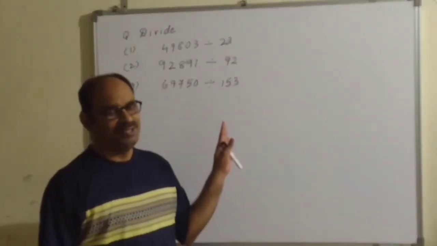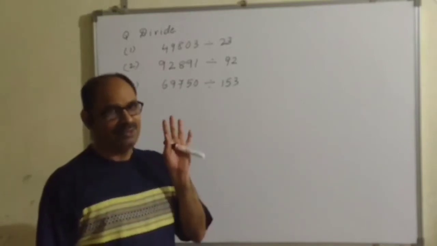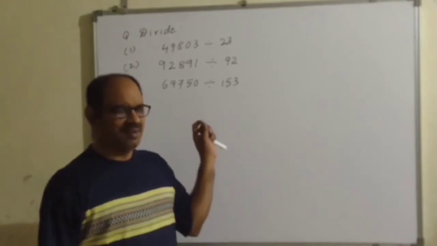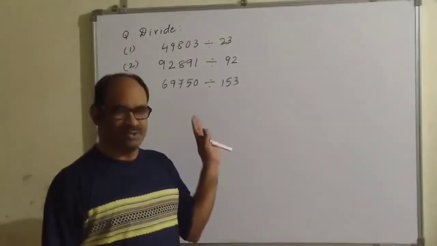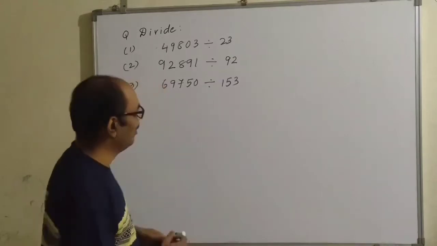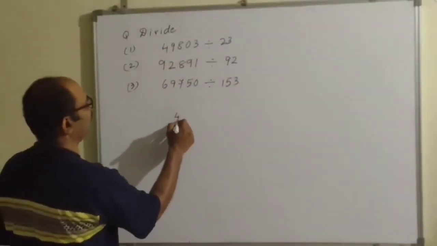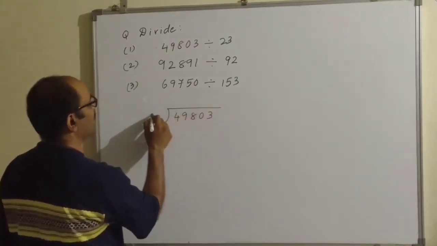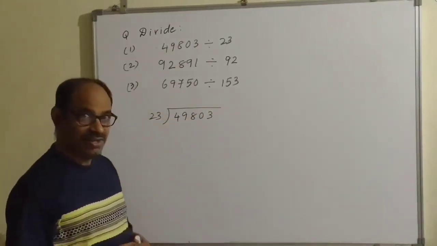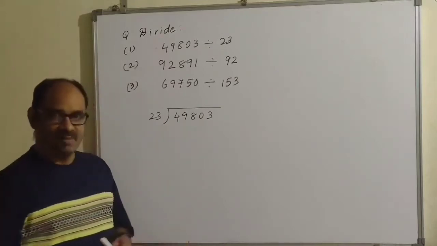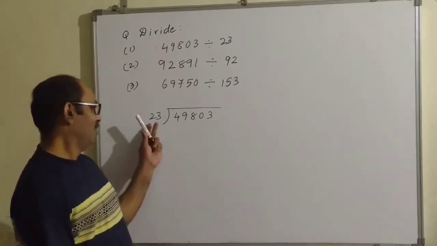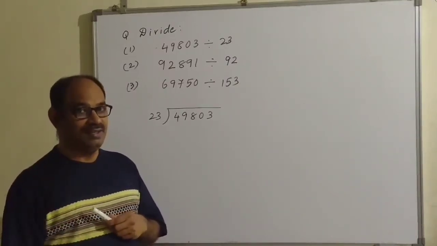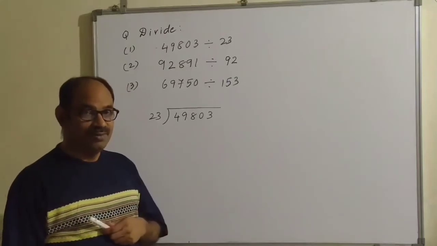Well, please have patience, to those I'm telling who know this well. Pay attention, something new you will learn here, some tricks to divide, okay? So the first division is 49803, that is divided, and you have to divide by 23. The divisor is a two-digit number, so you should know the table of 23, which you do not know.